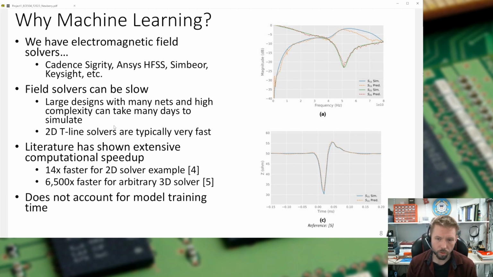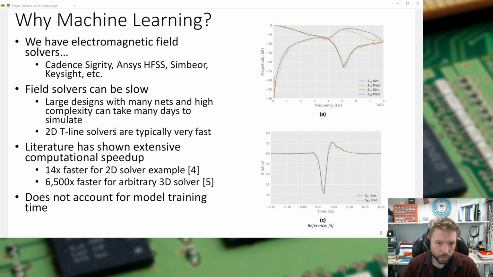Now these two-dimensional transmission line solvers can be very fast, but even in the 2D example, some literature noted here, some of the work that I've done with Dr. Zedigal, we did a 2D transmission line solver that used a neural net, and we achieved a 14x speed up. And then we did an arbitrary 3D solver with one particular via geometry, and we achieved 6,500 times speed up over ANSYS HFSS.